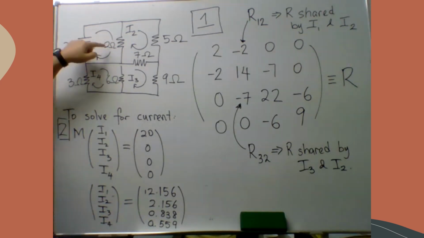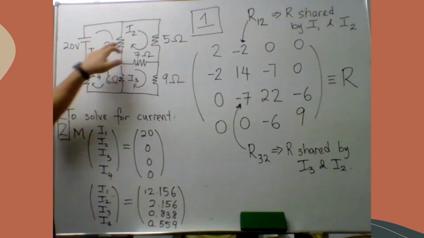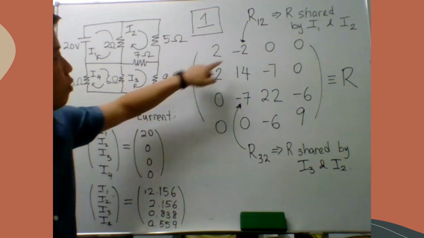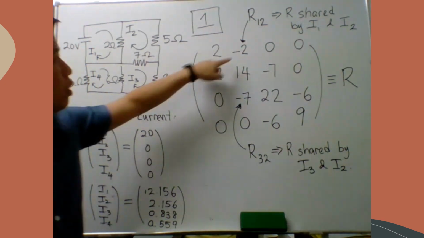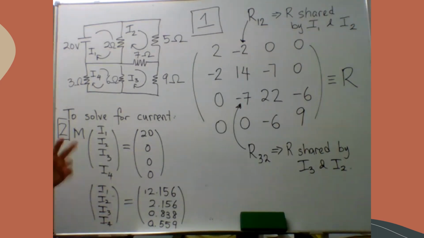But then in order to build this matrix, we have to put a negative sign over here. So 2 is coming from here, and then we add on the negative. So R12 and R21 are the same. So you have negative 2 over here and negative 2 over here. Then we go to the next one.